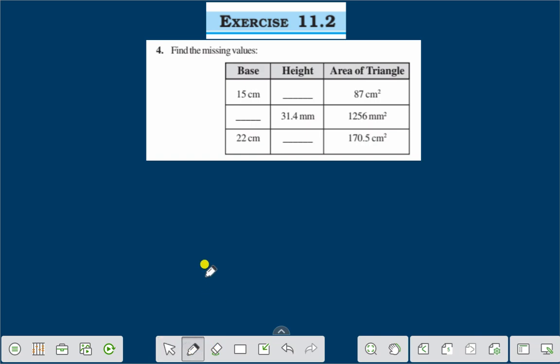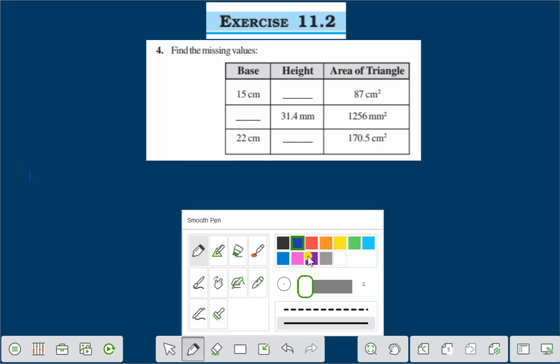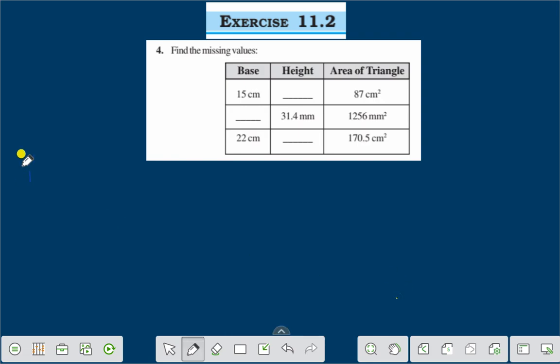Let us find it. We know that the area of a triangle is equal to half base into height, that is 1 by 2 into base into height.